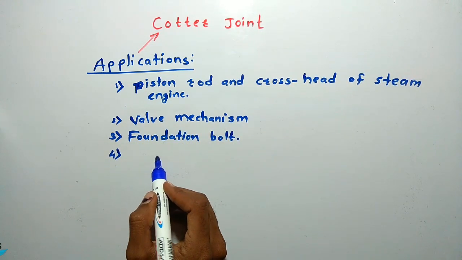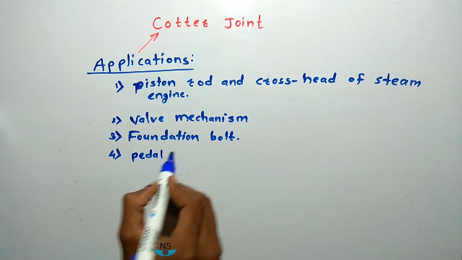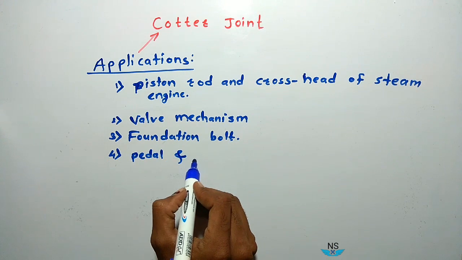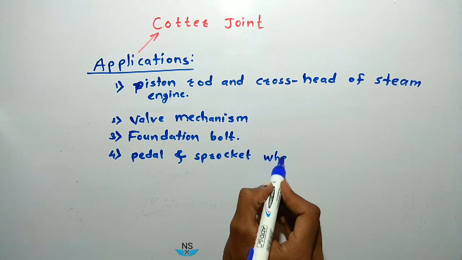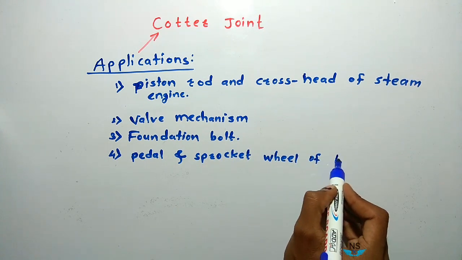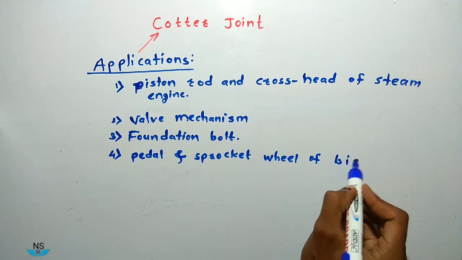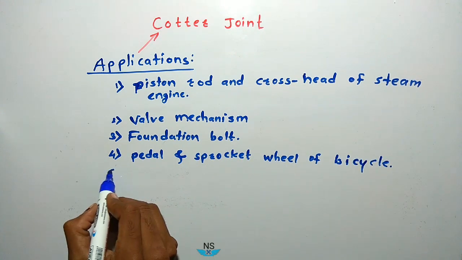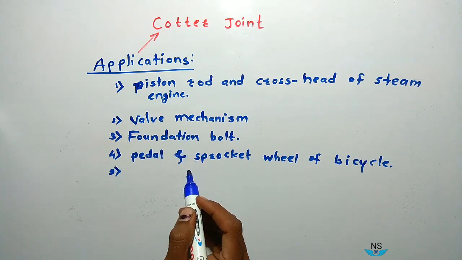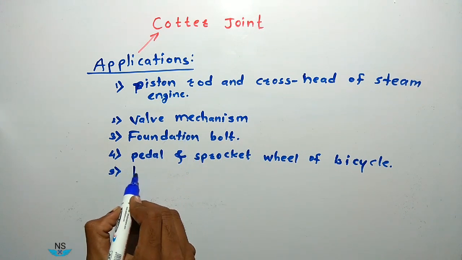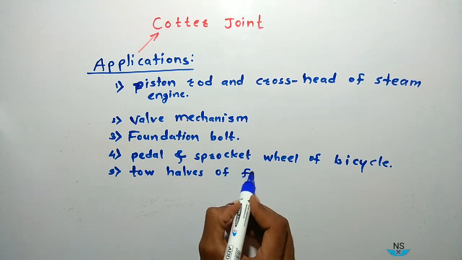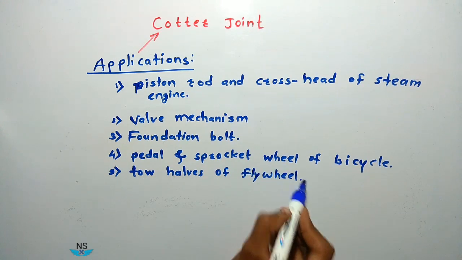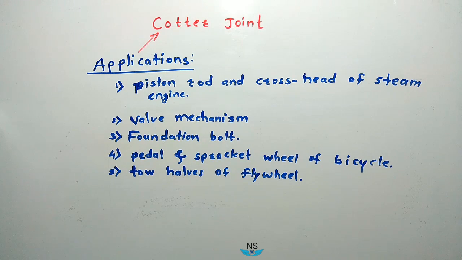Then the fourth application is the joint between pedal and sprocket wheel of a bicycle. In that case, the quarter joint is used. Then the joint between two halves of a flywheel. In that case also, quarter joint is used. So these are the applications of quarter joint.